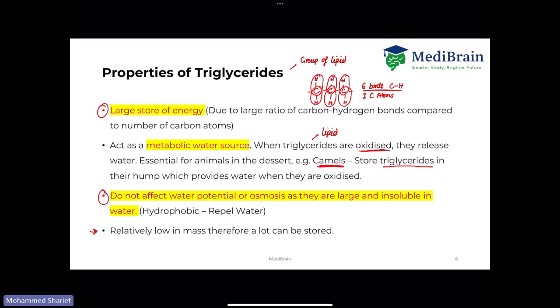So there's a large store of energy, nice and easy one to remember. It acts as a metabolic water source because it can be oxidized to release water. Really helpful for some plants and camels, and does not affect the water potential or osmosis as they are large and insoluble in water. Okay, so those are some common properties that you will be asked about in an exam, so make sure you've made a note of them.